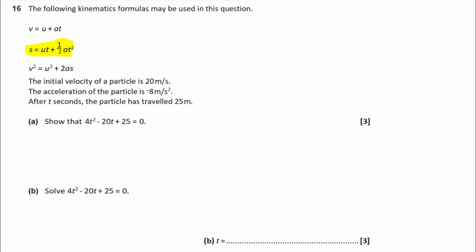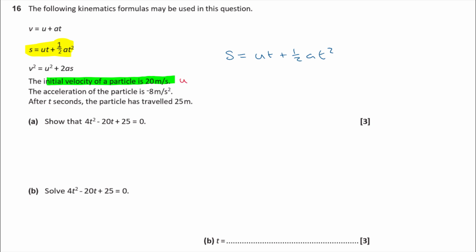So let's see what we've got. S equals ut plus half at squared. So subbing in what we know. What do we know? The initial velocity, that is u, isn't it? The initial velocity is 20. Now we call that one u.